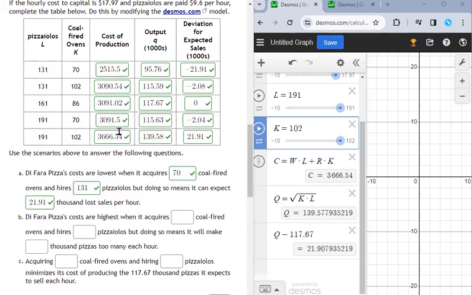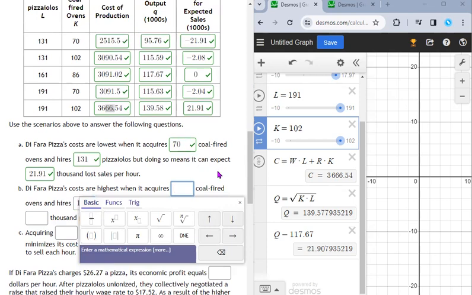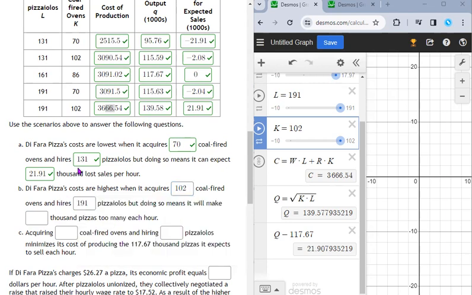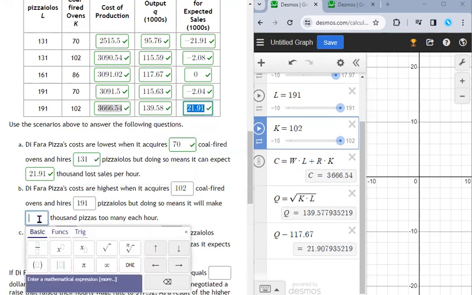In the table, the costs of production are highest down here, right? And that's when pizza cooks equals 191. If we demand 191 pizza cooks and demand 102 coal fire pizza ovens, our capital, right? That's going to push our cost to the highest levels of any in this table, right? Also, since we have so many workers and so many coal-fired ovens, we're going to end up producing too many pizzas per hour. We're going to produce 21.91 thousand pizzas more than we need to, right? So that's a big, huge increase in inventory. We want to avoid that, right? Especially when we're talking about gourmet Italian style pizzas, right? We don't want to freeze them and serve them the next day.